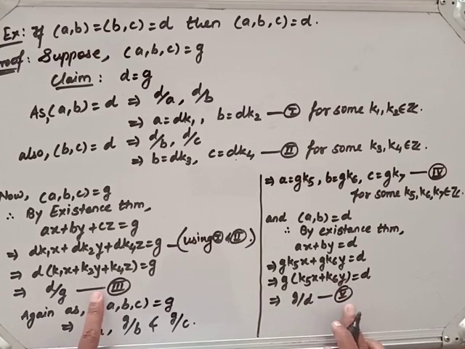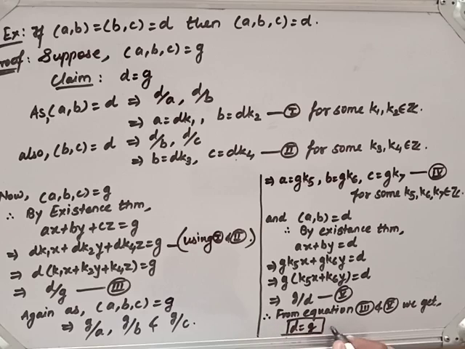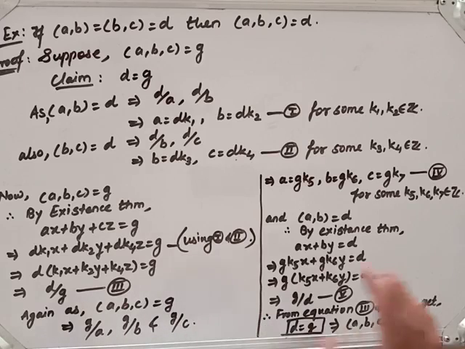Now equations 3 and 5 give us D is equal to G. Therefore from equations 3 and 5 we get D is equal to G. This is our requirement. That is, the GCD of A, B and C should be D. GCD of A, B and C must be D. This is the answer of this example.